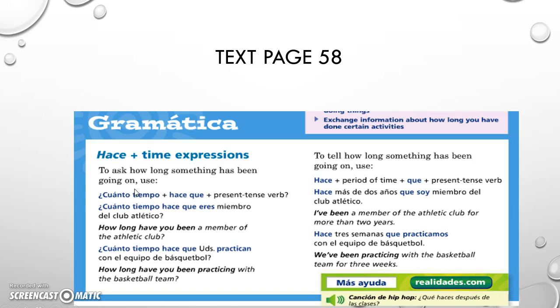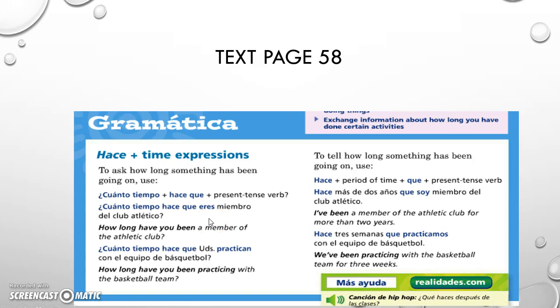To do this, you think about what a complicated structure that is in English, but it's said much more simply in Spanish. You don't have to say, I have been, I have done. We just use this structure, cuánto tiempo, plus hace que, and then the present tense verb. So, ¿cuánto tiempo hace que eres miembro del club atlético? is how long have you been a member of the club. And that's kind of strange to think of.